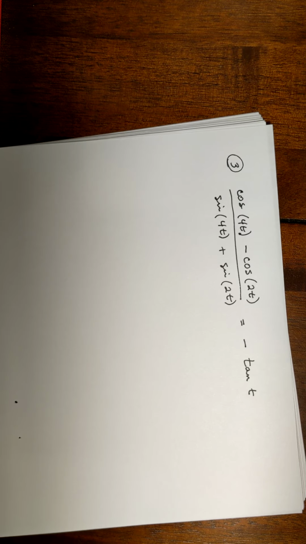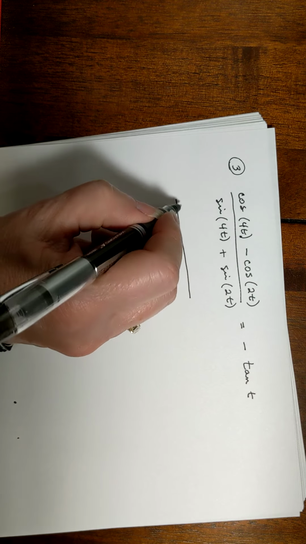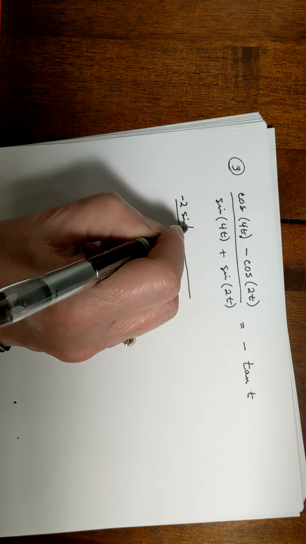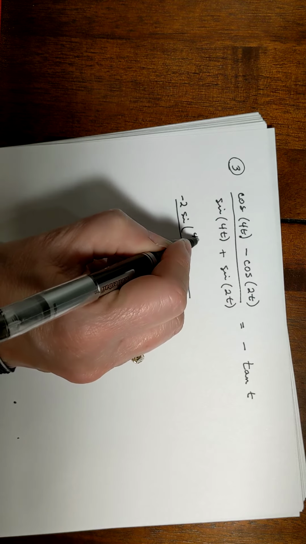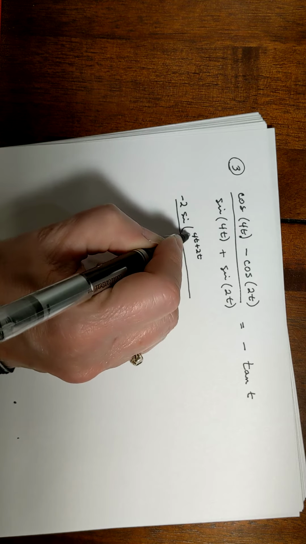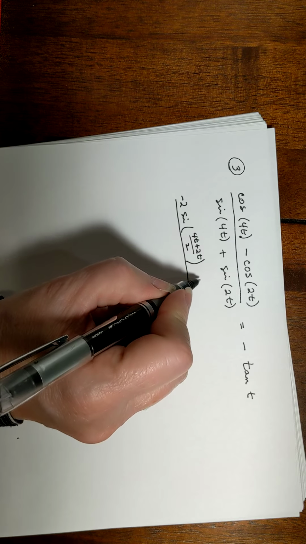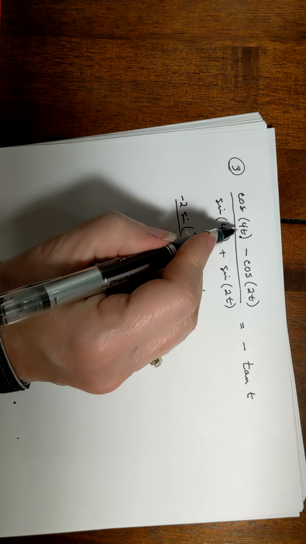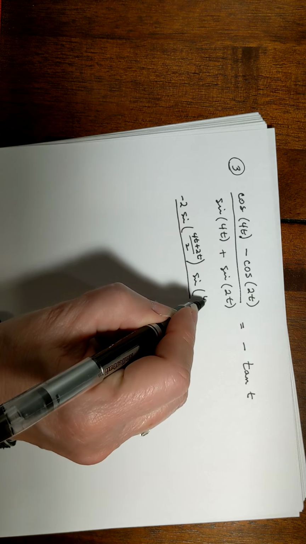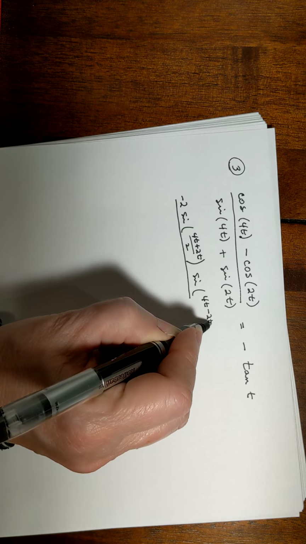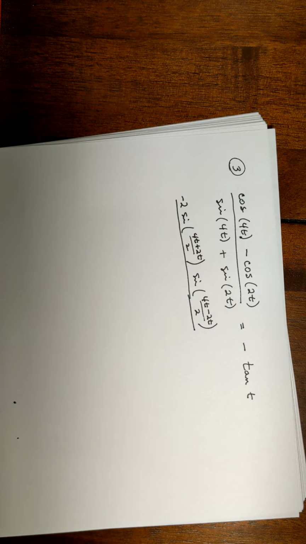So the numerator is going to be negative 2 times the sine of A plus B over 2, so 4t plus 2t over 2. And then times the sine of A minus B over 2. So here A is 4t, B is 2t, so that would be 4t minus 2t over 2. So that's my first one.